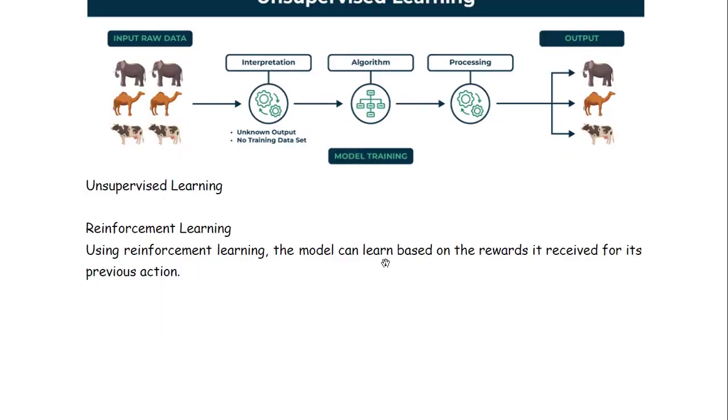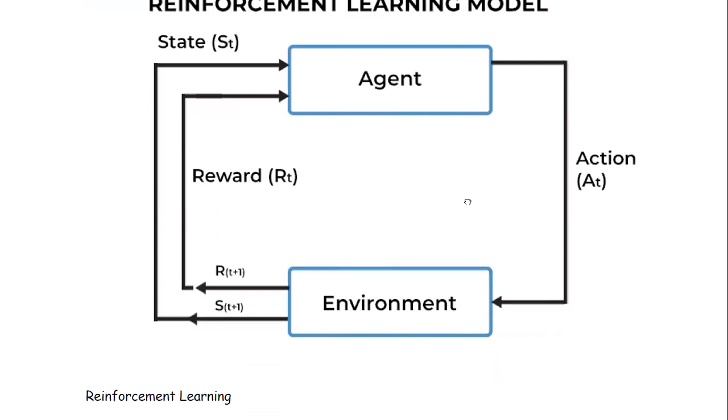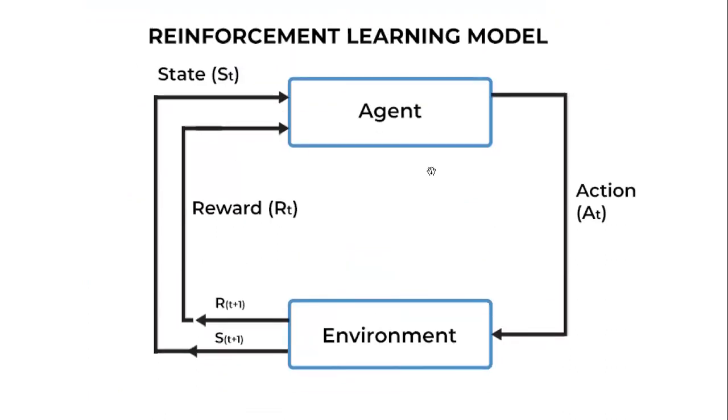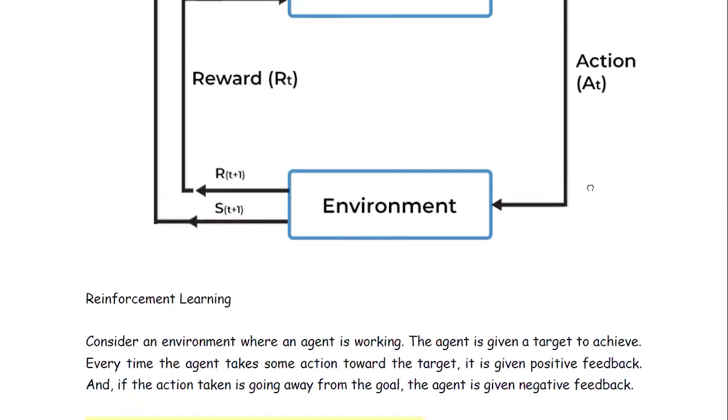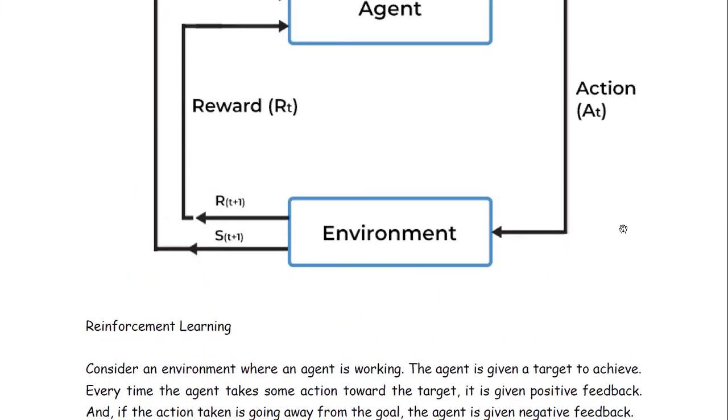Then reinforcement learning. Here, the model learns based on the rewards it received for its previous actions. In the case of reinforcement learning, the agent will learn from its previous experiences, and based on those, rewards will be given. Accordingly, the performance will be improved. So: agent, reward, environment, action.